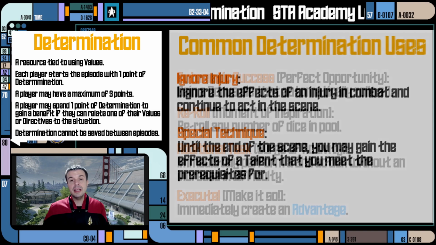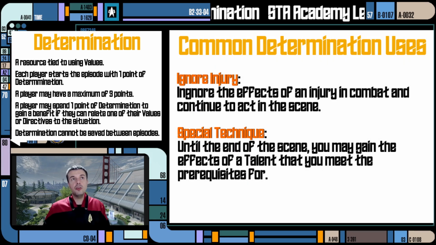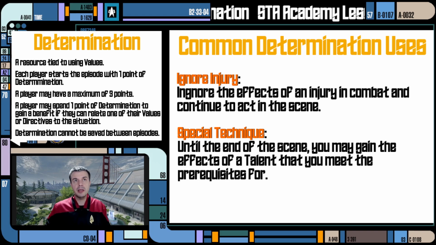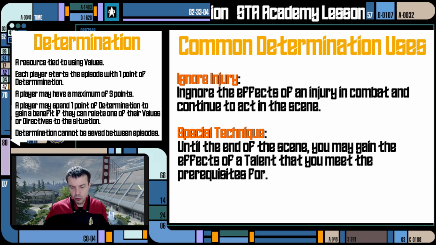Next one is these. I think the next two appear in the Klingon book. I'm not really sure if they appear in the Rules Digest, but they're not in the original core Federation book, if I remember correctly. Next one is Ignore Injury.